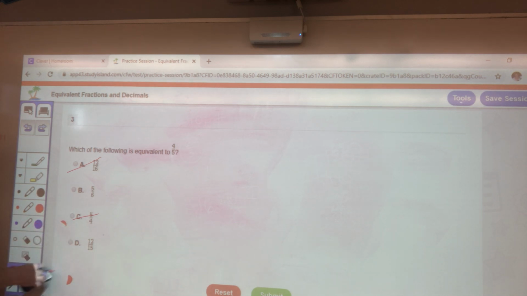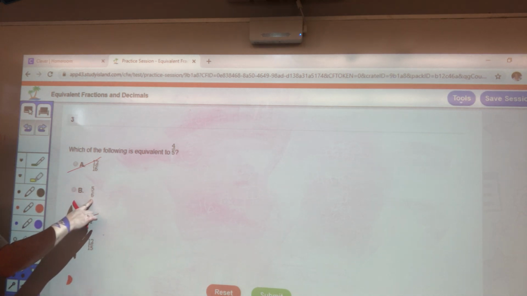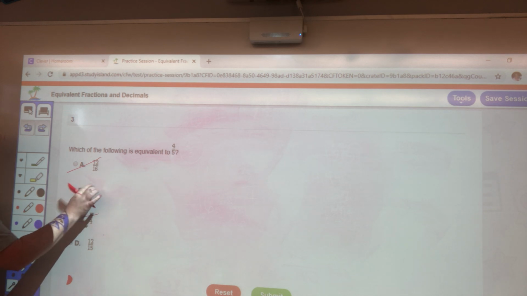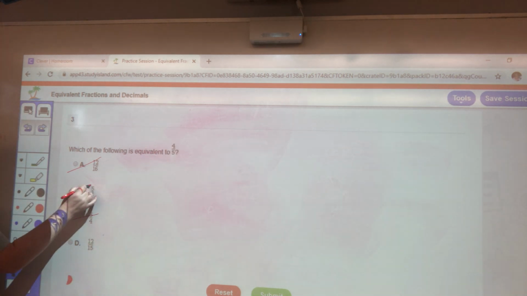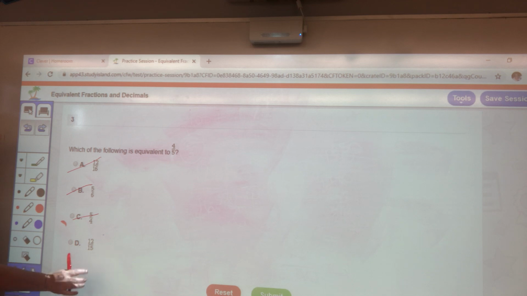Okay, 5/6. That's a reduced fraction. Nothing can go into both 5 and 6. So is 5/6 the same as 4/5? It is not. So that cannot be the same answer. I know this is the answer, but I want to show you 12/15.